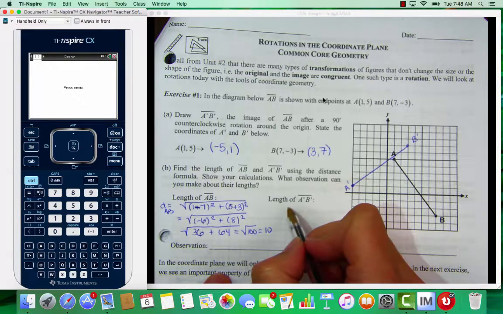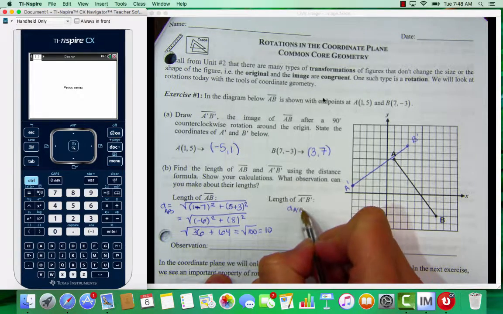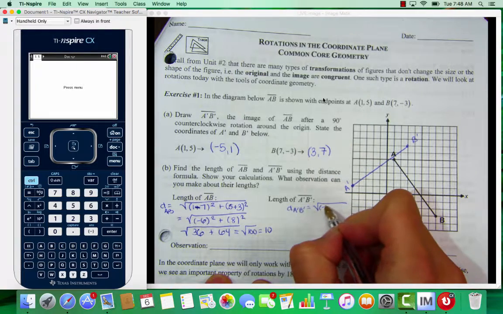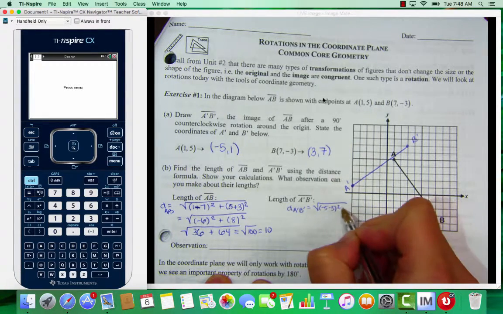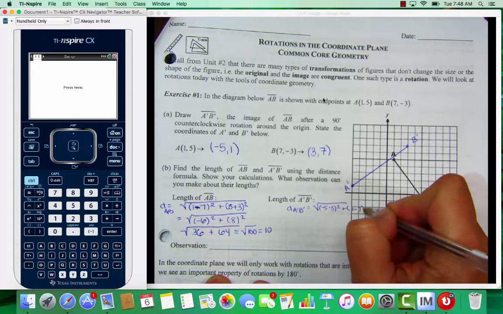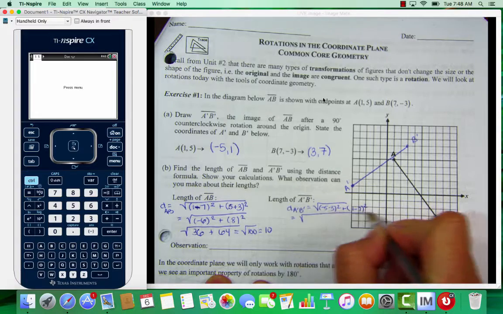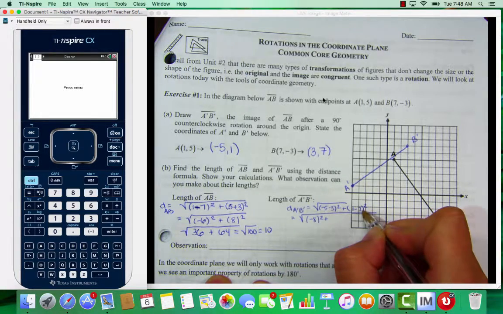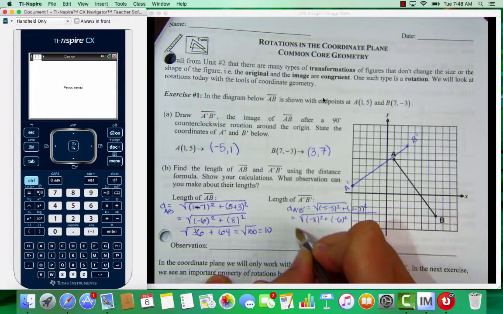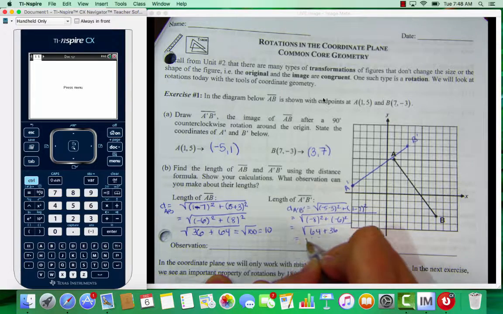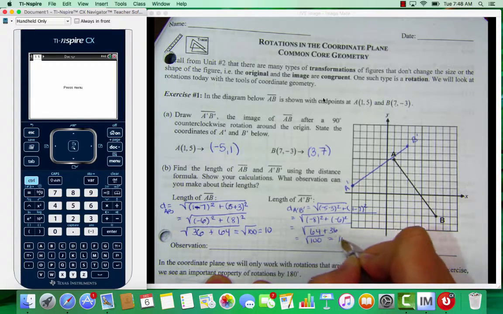All right, so now we're going to do the same thing with A prime and B prime. We want to find the length of that segment. So again, we're going to take the x values and subtract them, so negative 5 minus 3, and then we're going to take the y values and subtract them, and square it. So we end up again with a negative 8 and a negative 6, and when we square both of those we get 64 plus 36, which again turns out to be the square root of 100, which is 10.